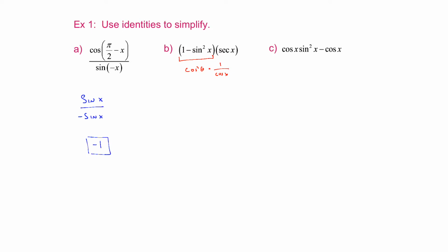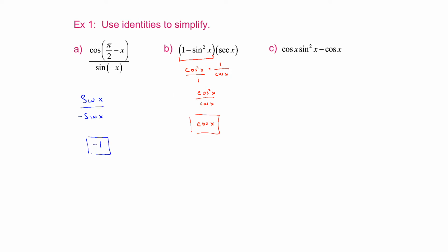Now I said theta, but we're actually using x right here, so let me get rid of theta and change that to an x. So cosine squared of x. And then now we can simplify this. We have cosine squared of x divided by cosine of x. So one of those would cancel out, and that would leave you with cosine of x. All right, let's take a look at the last one.